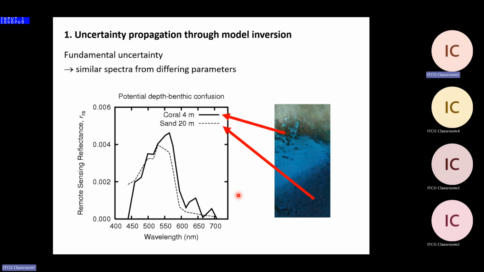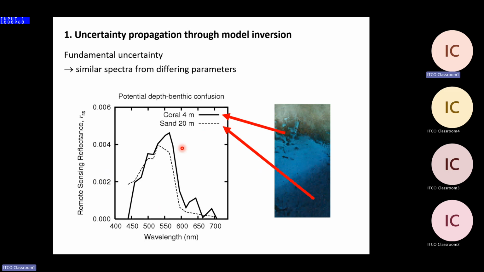Well, I've mentioned this before, this concept of fundamental uncertainty. If all you've got to do your analysis is the pixels in the image, then if two pixels look the same, if they can have the same reflectance, you can't distinguish them. So here's an example: sand at 20 meters reflectance compared to coral at 4 meters. And the reflectances are kind of similar, but they're not exactly similar. So the question is, how similar is too similar?